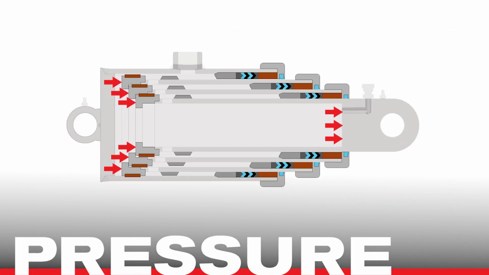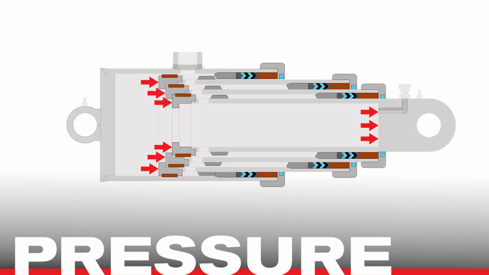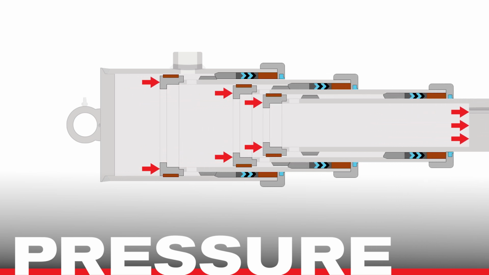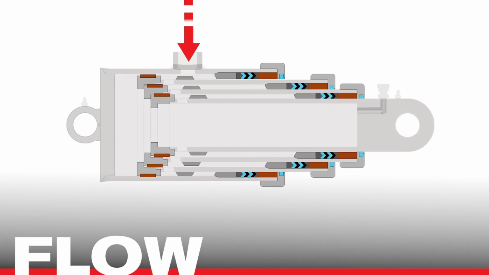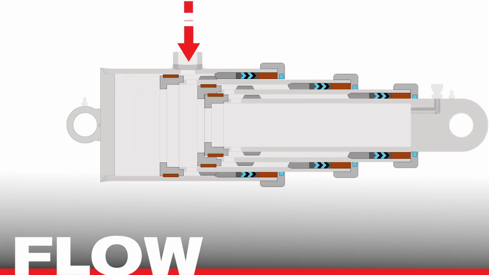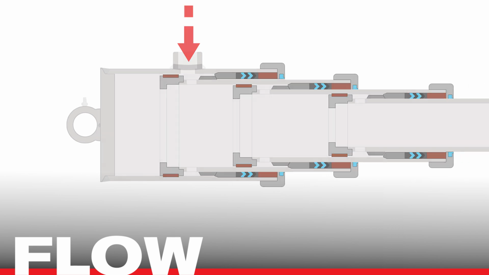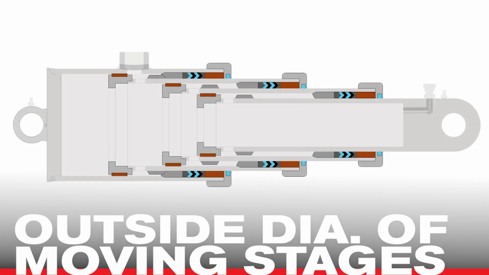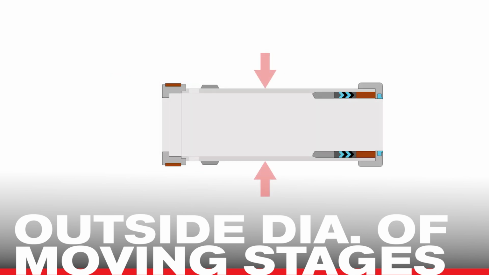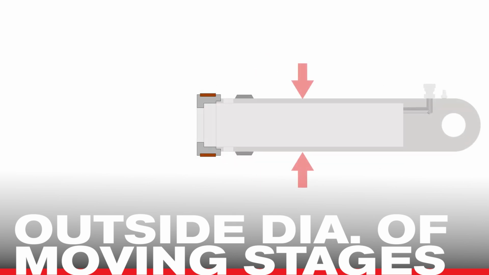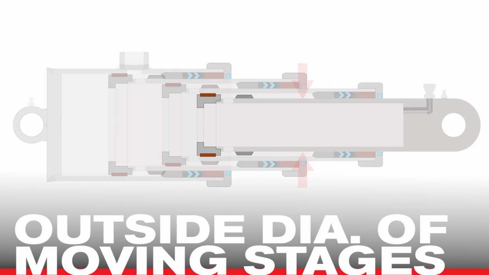Pressure is the hydraulic pressure measured in pounds per square inch that is available from the system to the cylinder. The flow, measured by gallons per minute, is the volume of fluid per unit time available from the system. The outside diameter of each moving stage is typically chosen to meet the application requirements, including load capacity, the available space within the application, and the desired stroke length. Each stage must fit within the previous one.